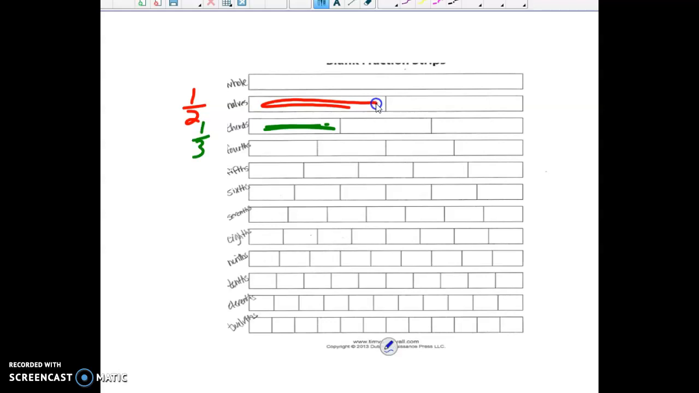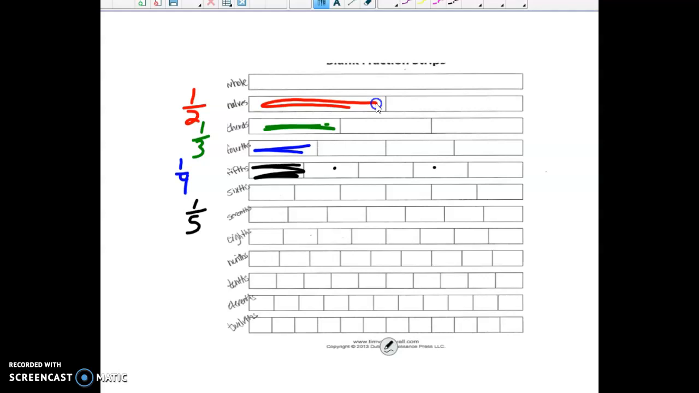Fourths, there's going to be 4 fourths in that one whole. One unit fraction would be 1/4. Next up, fifths. 1, 2, 3, 4, 5 pieces, 5/5 in one whole. One of those is going to be 1/5. And I could keep going, but I think you see the pattern. This would be 1/6, 1/7, and so on.